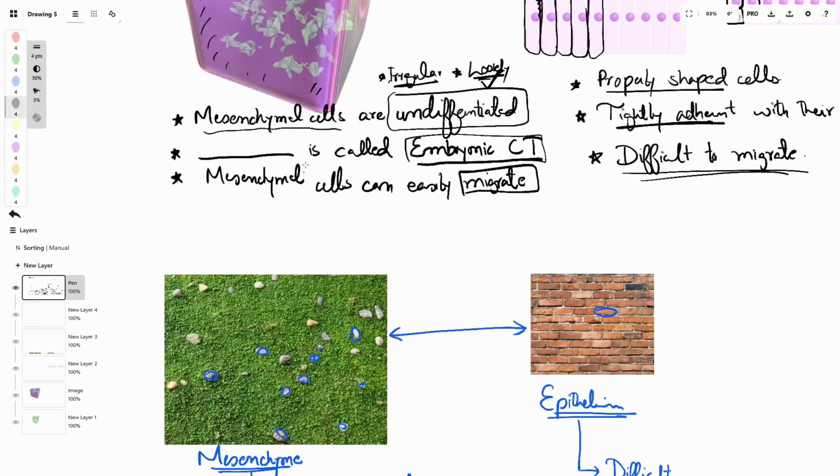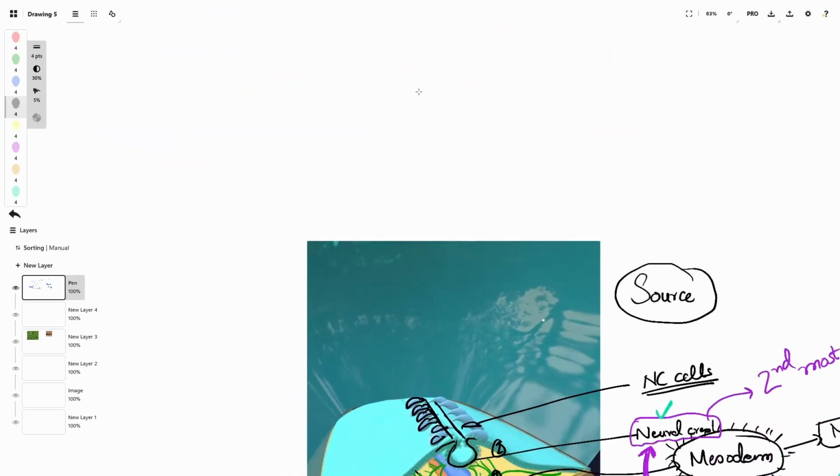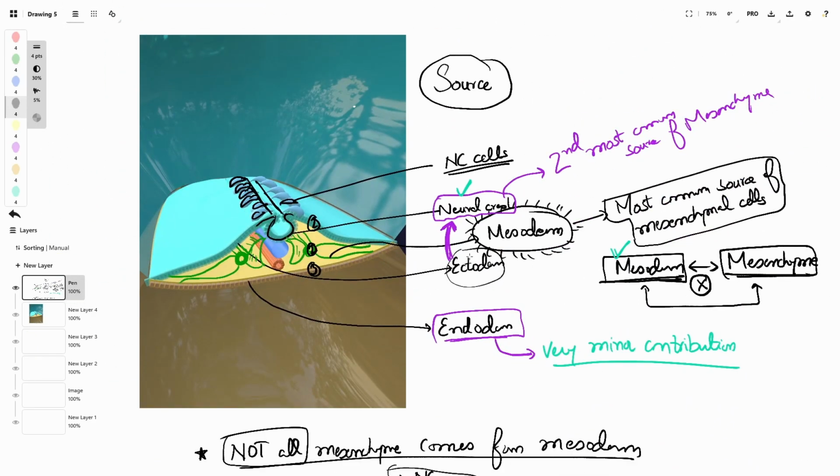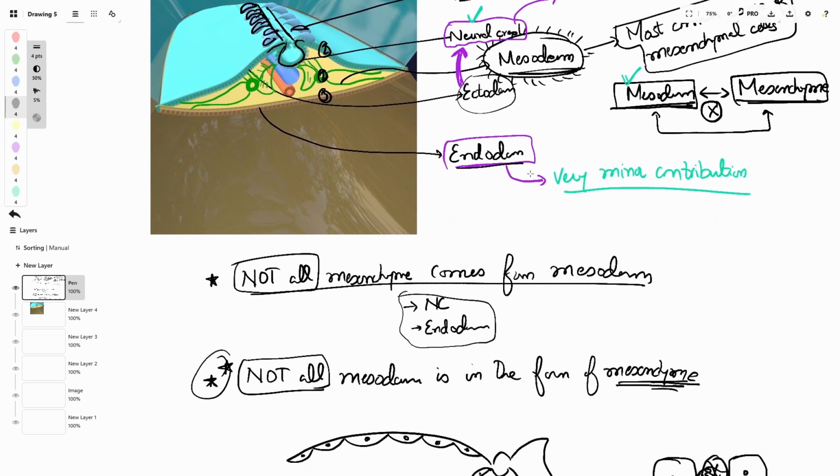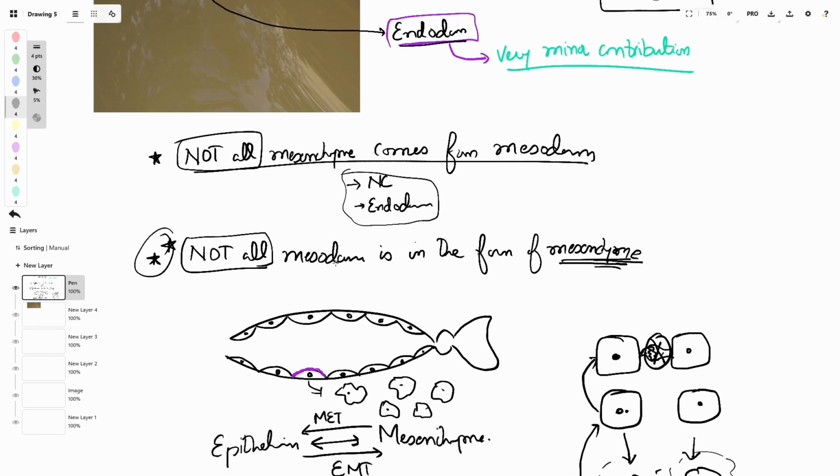And thirdly, what is the most important source of mesenchyme? Your answer should be that the single most important source of mesenchyme is mesoderm, and the second most common source of mesenchyme is neural crest cells, and there is almost little to no contribution from the endoderm. So all three germ layers contribute towards the mesenchyme, but mesoderm and ectoderm are the most important sources.